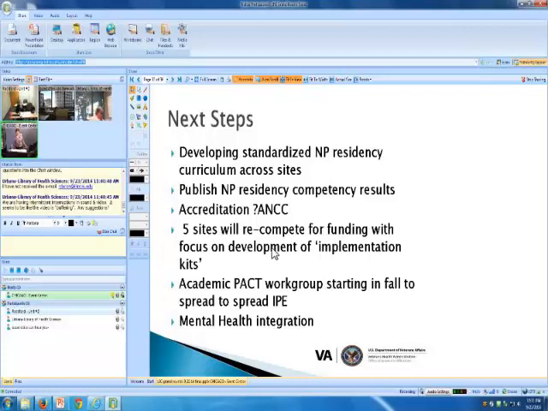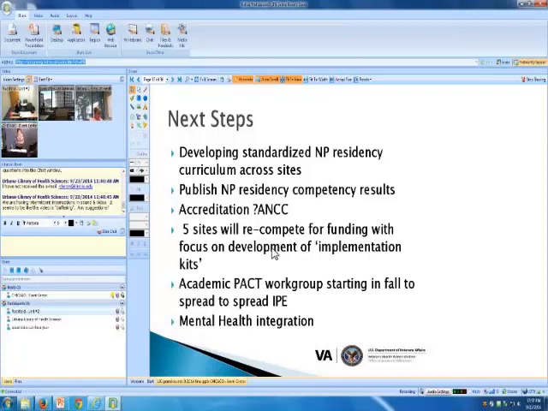We're looking at accreditation. I mean, you look at PT and OT and pharmacy and physician assistants, certainly physician residents. They all have accredited residency trainee programs. We want to call it fellowship or residency. But they're all accredited. This NP residency or NP fellowship is not accredited.